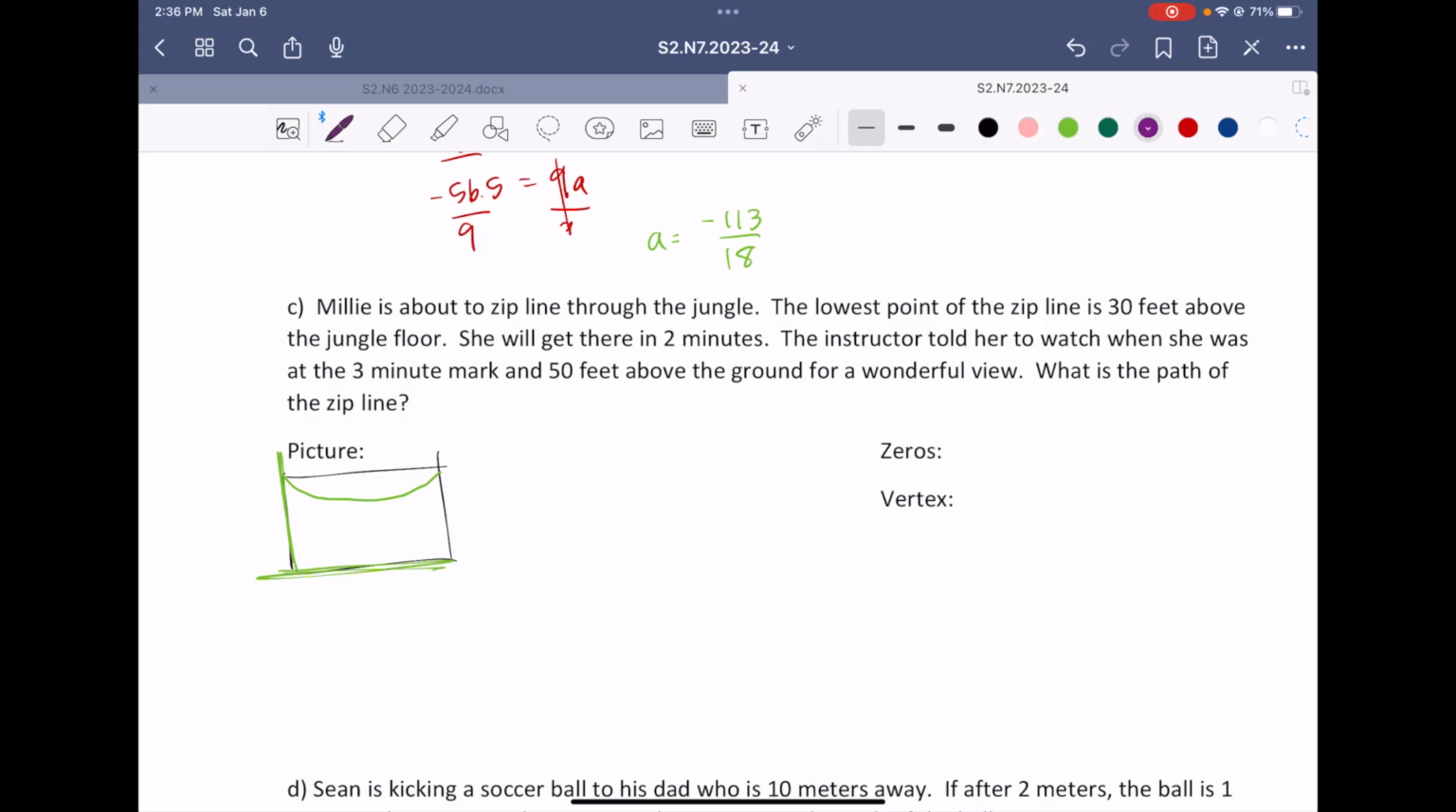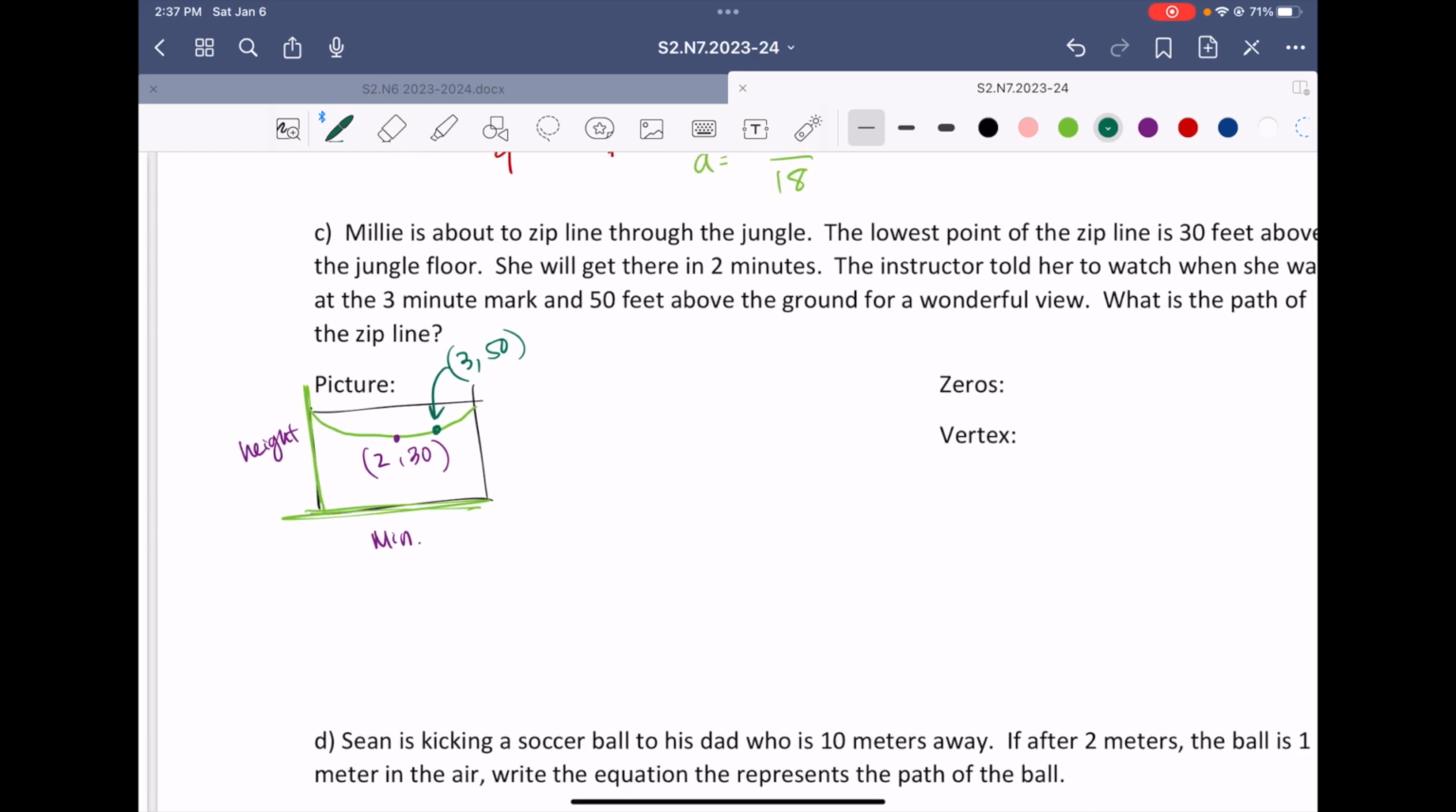So let's read it again. The lowest point of the zip line is 30 feet above the jungle floor. That's going to be the height right here. And she will hit that at the 2-minute mark. So this is minutes. The instructor told her to watch when she was at the 3-minute mark, so right here at 3 minutes, for a wonderful view. At 3 minutes, she's 50 feet above ground. What is the path of the zip line?